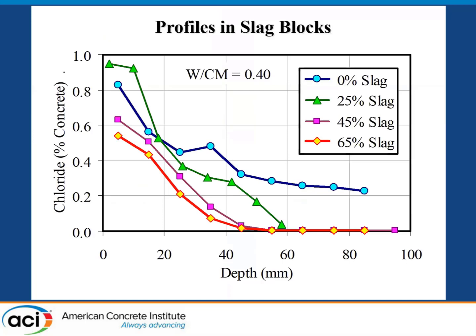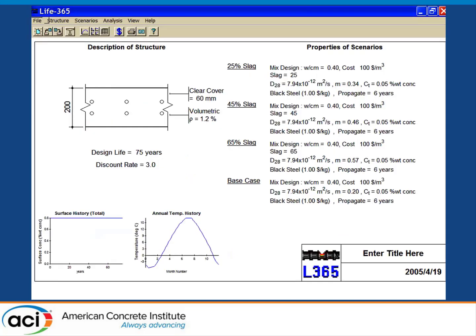Here are the chloride profiles at 25 years. So you can see the impact of slag. If you look at a depth of 50 millimeters, for instance, it's quite clear that the chloride content reaching the 50 millimeter zone, or 2-inch zone, is restricted quite significantly by the presence of slag.